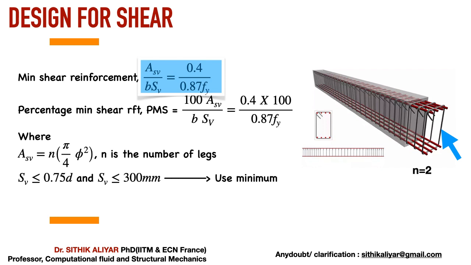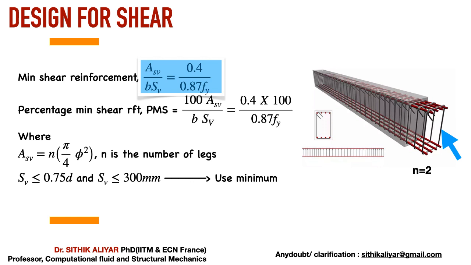After using this formula, you will get some spacing, right? SV you will get, because ASV is given. Two legged you should already know, and the diameter of the bar will be almost 8 mm in most cases. So you know ASV, you know B, you know 0.4, you know 0.87 Fy. Substituting everything, you will get that SV value. That SV value should be lesser than or equal to 0.75 of d, or lesser than or equal to 300 mm. Provide the minimum value.